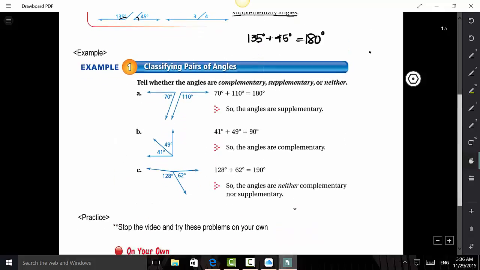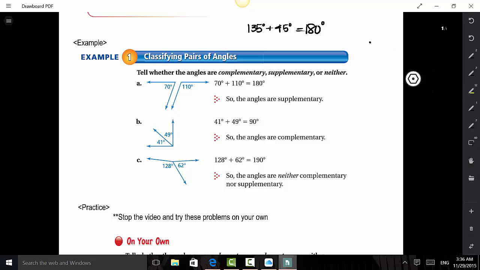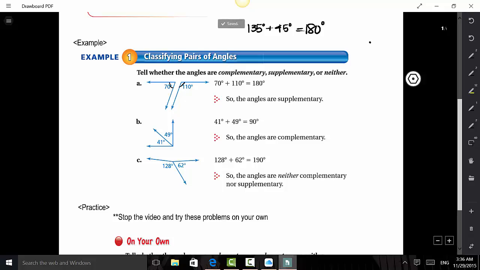Okay? First, tell whether the angles are complementary, supplementary, or neither. So you have to identify whether they are supplementary or complementary, or it could be none of the above. So let's look at part A. The first angle is 70 degrees and this is 110 degrees. If you add them together, it's 180 degrees, so the angles are supplementary. Part B, 41 degrees plus 49 degrees is 90, so the angles are complementary.